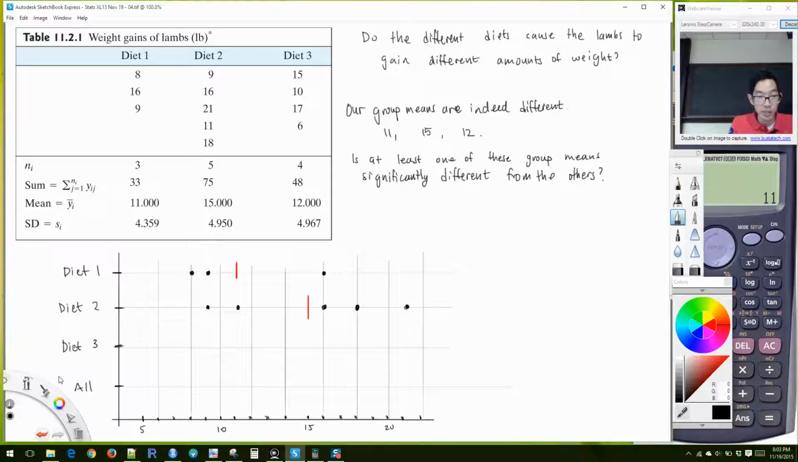With diet 3, we have a lamb that gained 15 pounds, 10 pounds, 17, and 6. Its group mean is 12, which goes right here. And if I put all of these dots together, my dot plot looks like this.